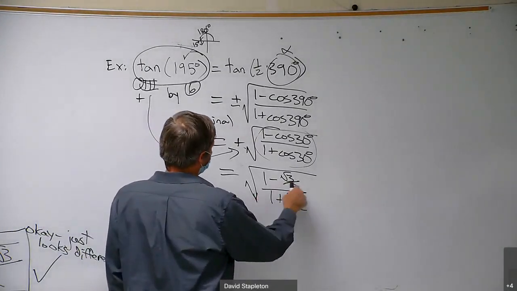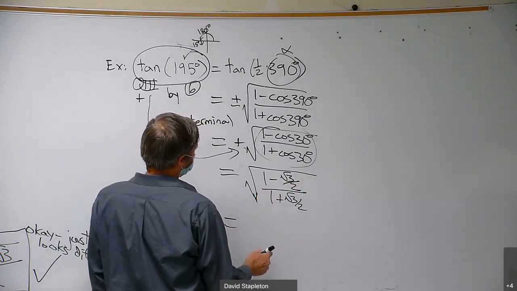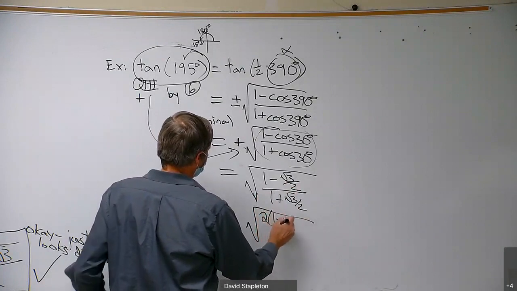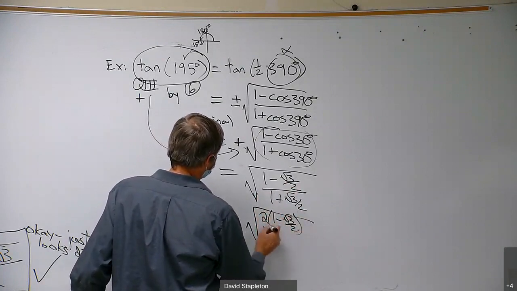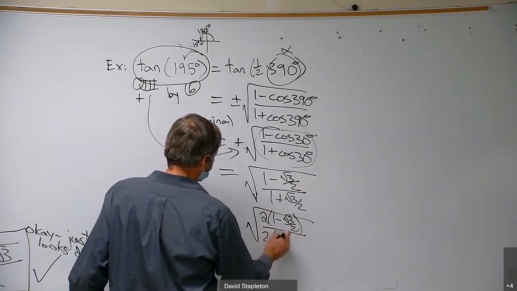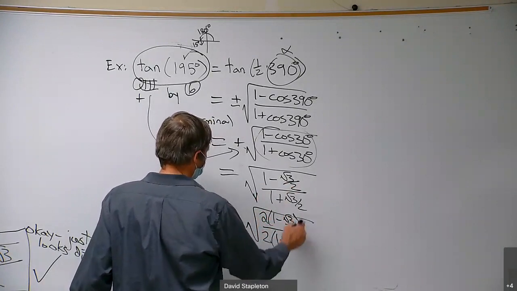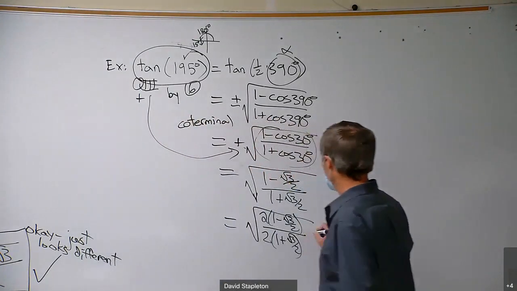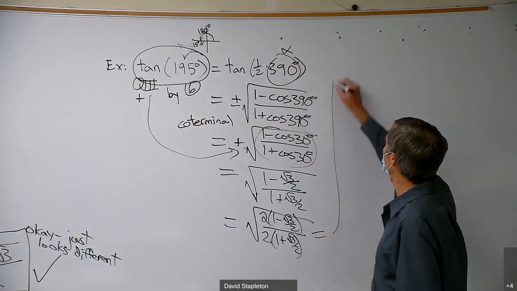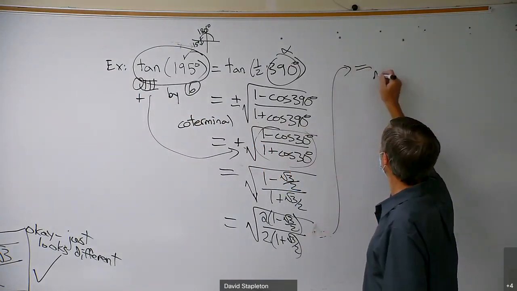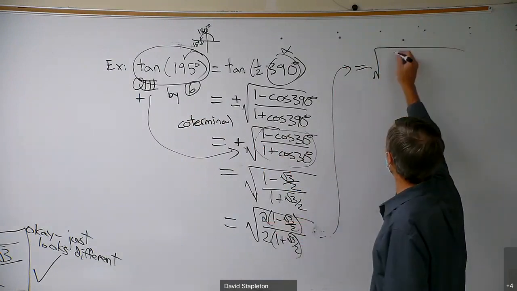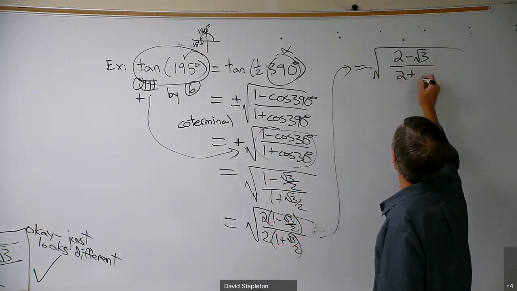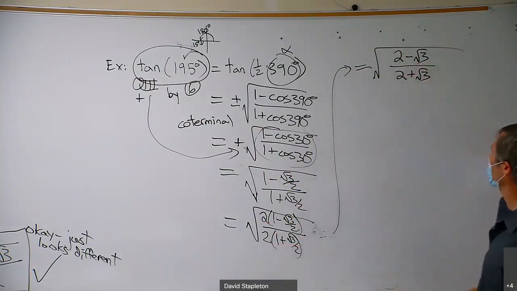So I've got square root of 1 minus root 3 over 2 over 1 plus root 3 over 2. To get rid of the compound quotients, I'll multiply top and bottom by 2. That'll get all those nasty denominators out of there. The greatest common denominator is 2. And now I have square root of 2 minus square root 3 on top over 2 plus square root 3 on the bottom. There it is. There's an exact answer.